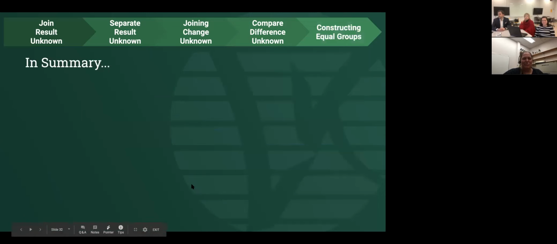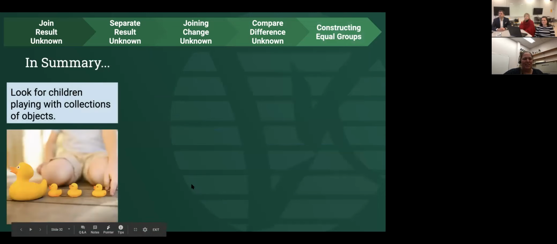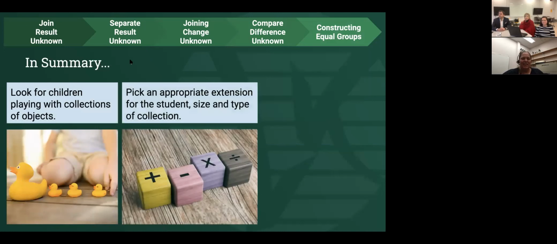All right, so just a brief summary of what we talked about today. If you're working with kids in their playing, you can look for children playing with collections of objects, and then try to pick an appropriate extension for the student. So the type of extension, whether it's a join result unknown, a separate result unknown, join change unknown, comparing with the difference being unknown, or constructing equal groups. And it, of course, has to be appropriate with whatever collection they're playing with, because some of these ones up here on the end, they have to be playing with a certain kind of collection.